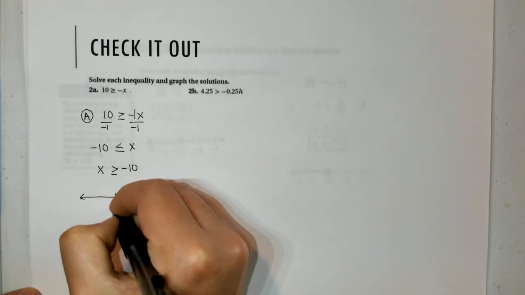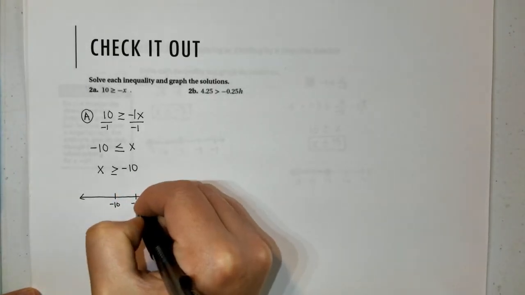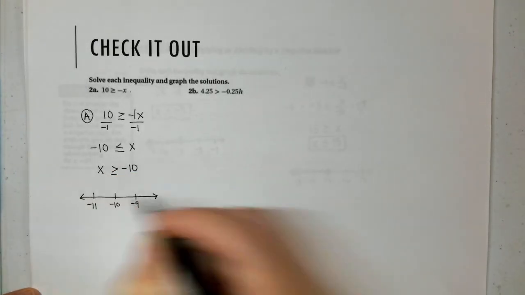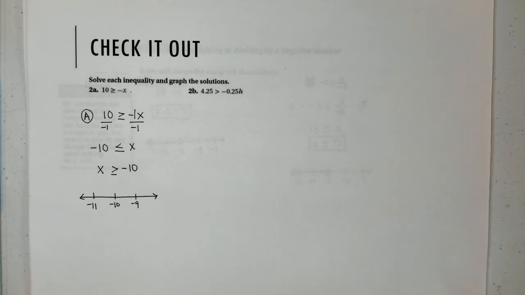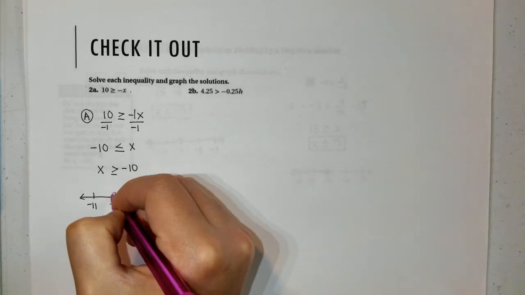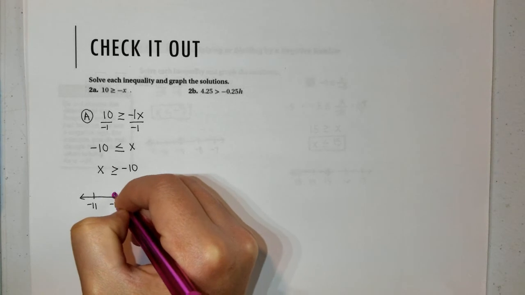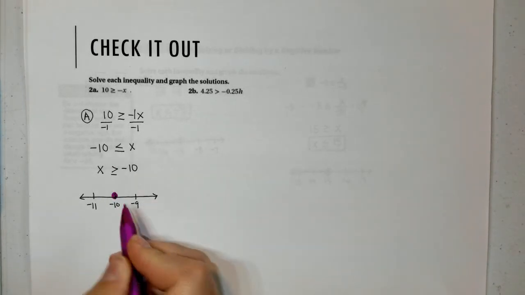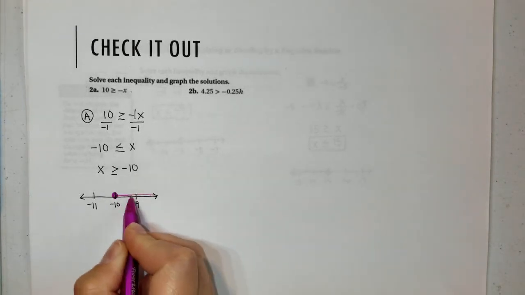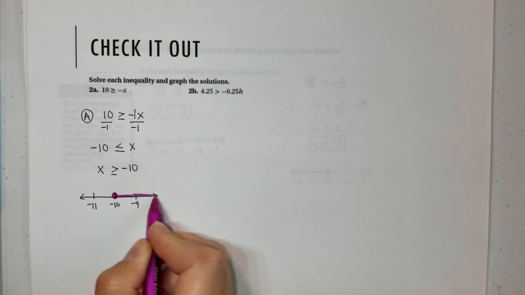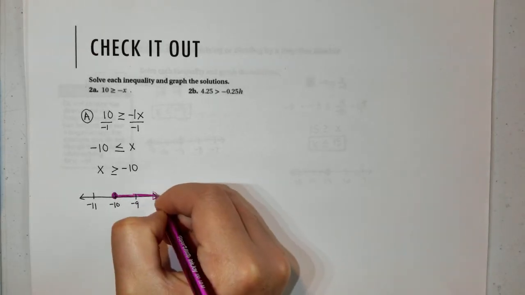And then I'll graph my solution. So we have negative 10, negative 9, and then negative 11 to the left. So greater than or equal to, so I have a closed dot on negative 10, and I shade to the right. And then I'll draw my arrow.